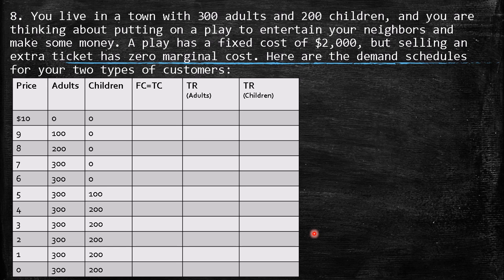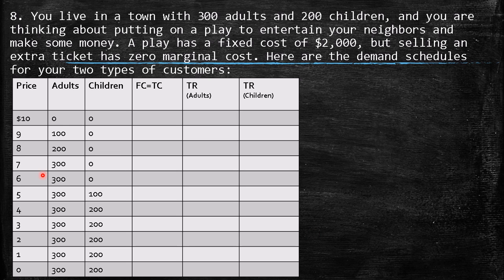A play has a fixed cost of $2,000, but selling an extra ticket has zero marginal cost. So it means that it doesn't matter to sell another one. There are no additional costs for printing, for anything associated, so any variable cost attached to this model, to this play. So here are the demand schedules for your two types of customers.